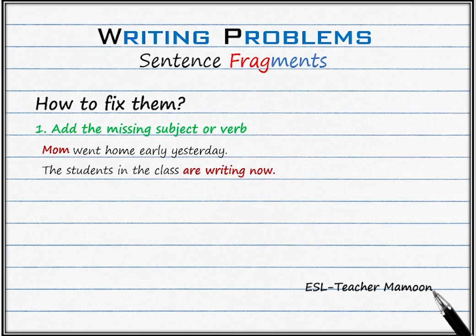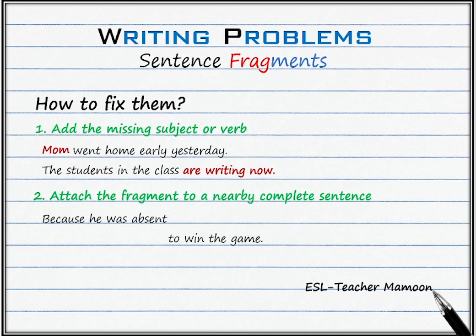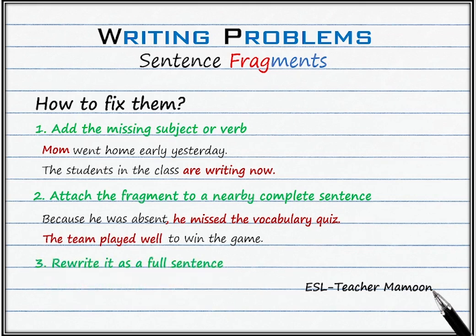Now, step number 2 to fix fragments. You can attach the fragment to a nearby complete sentence. In these examples, you can say, because he was absent, he missed the vocabulary quiz. Now we have a complete thought. To win the game, the team played well. A full sentence. Step number 3, you can just rewrite it as a full sentence. As we can see in this example, we can say, I like fruit such as apples and bananas.